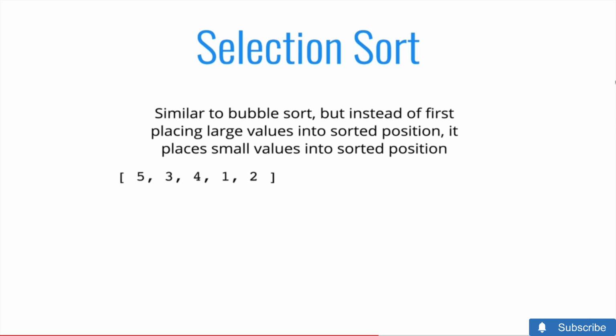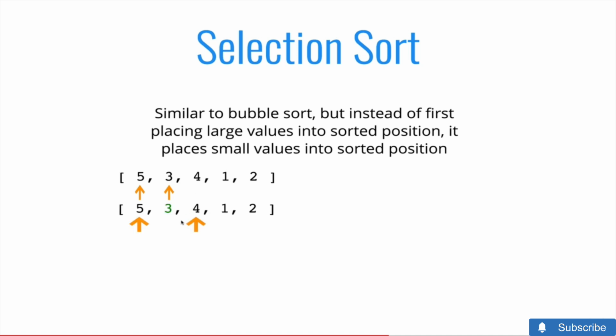Here's a single pass. We have this array. We start at the beginning, and what we're going to do is go all the way through looking for the minimum value, and then we're going to put that at the front. For example, we start with 5 and 3. Which one is the smallest? Well, 3. So 3 is going to be our minimum for now, which is what the green means.